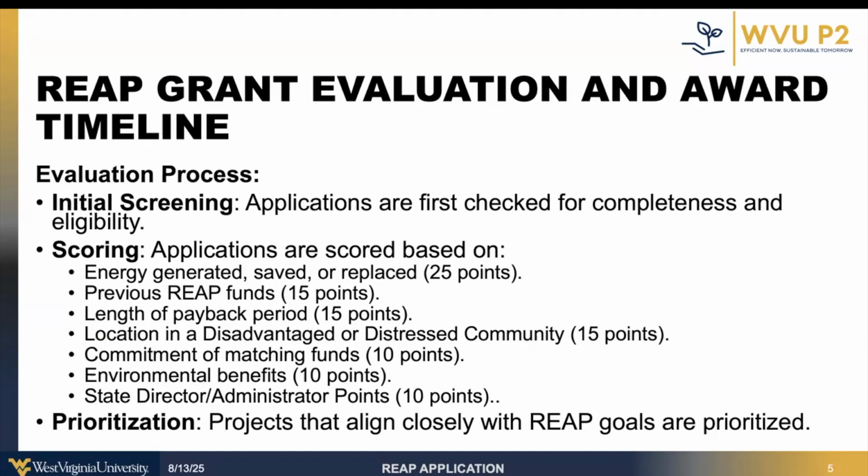Location in a disadvantaged or distressed area, 15 points. Your share of matching funds, 10 points. Environmental benefits, 10 points. Discretionary points from the state director, 10 points. These scores determine your project's competitiveness, so keep them in mind when preparing your application.